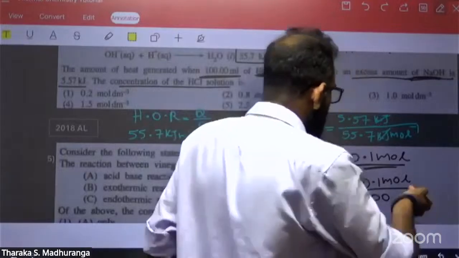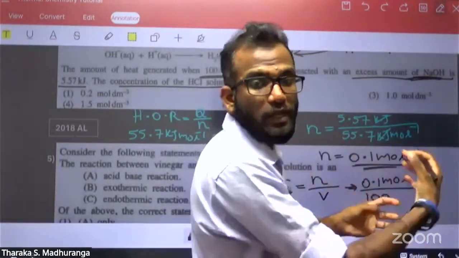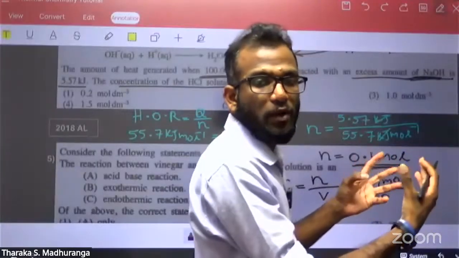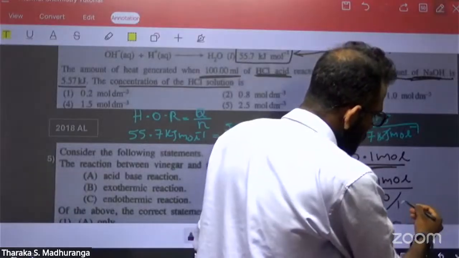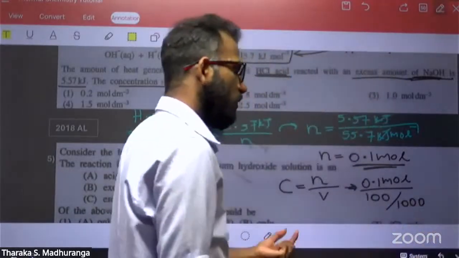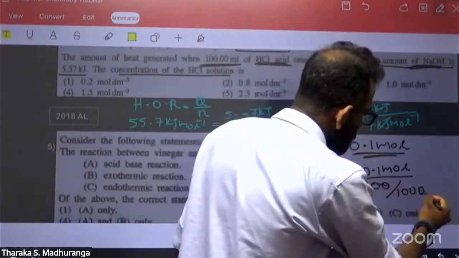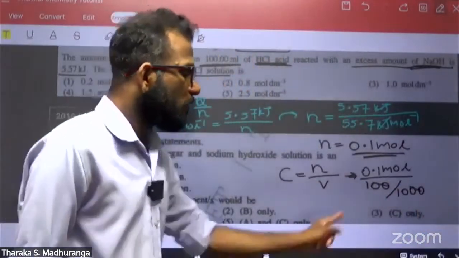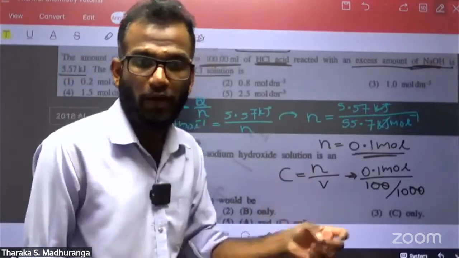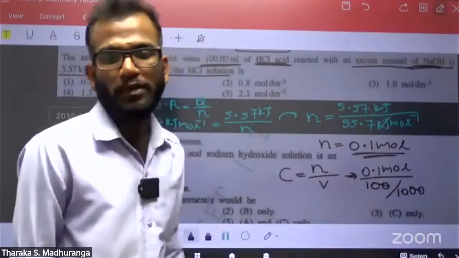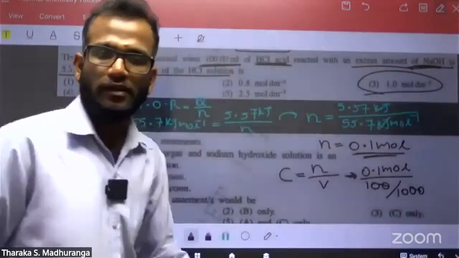Then 100 milliliters, I'm going to divide by 1000 to convert into liters. Then the liter amount equals the cubic decimeter. So 100 divided by 1000, the zeros cancel out, 1 over 10, it is 0.1. So 0.1 divided by 0.1. Who got the correct answer?